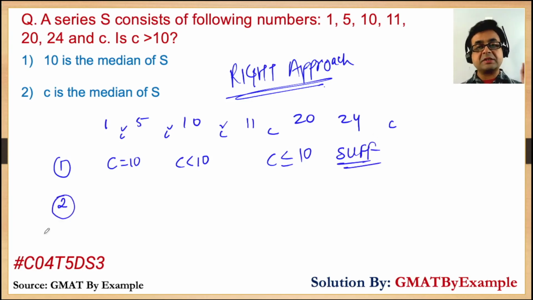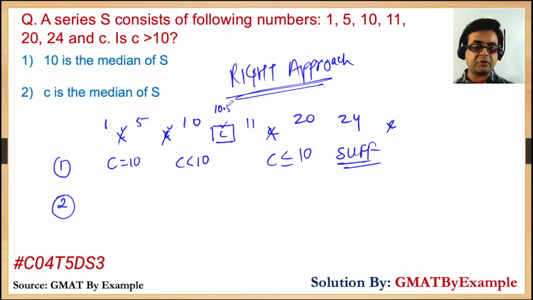Statement number 2 says C is the median of S. So in statement number 2, this is not a possibility, right? This is also not a possibility because C is the median. So C has to be somewhere between 10 and 11, right? And now we talk about the wrong approach. If you think of C as only integers, you will be in a bind. However, look at C as possibly a non-integer. So it could be 10.5, for example, and that is perfectly okay.